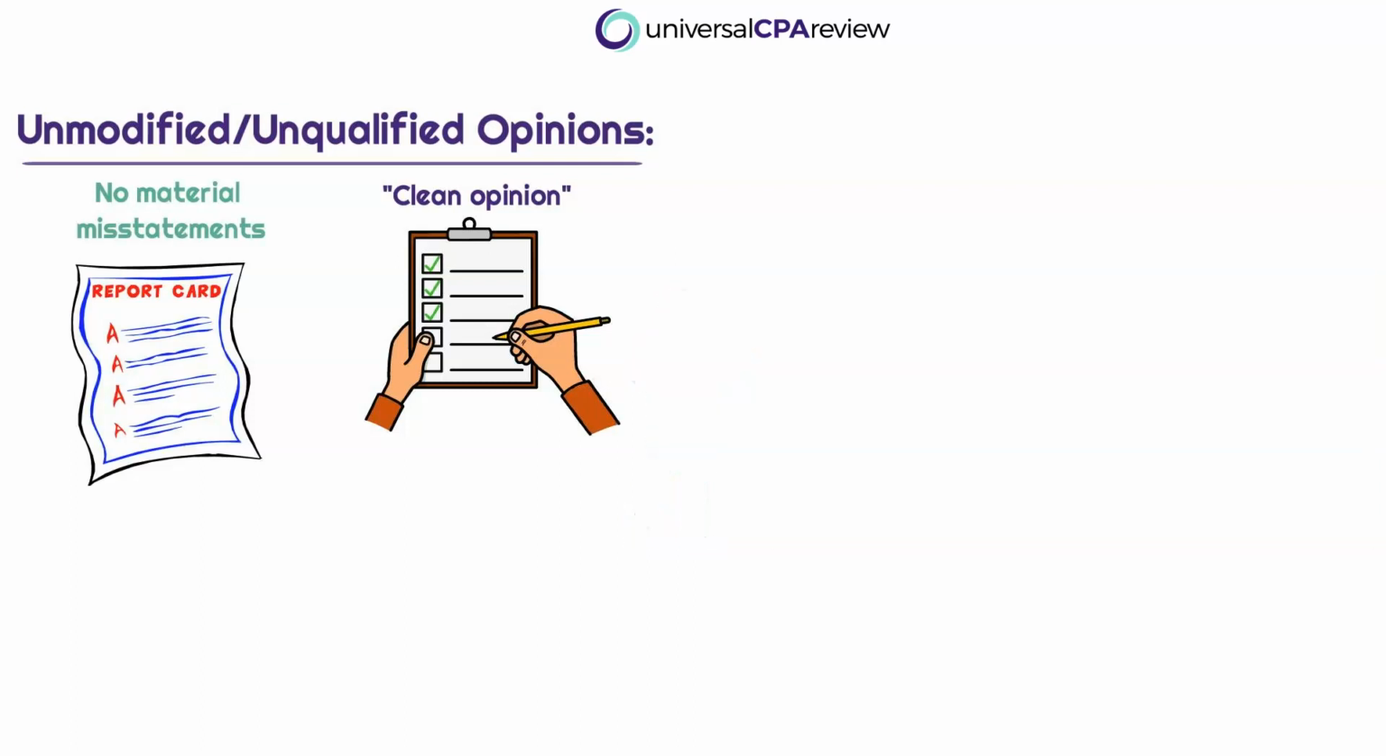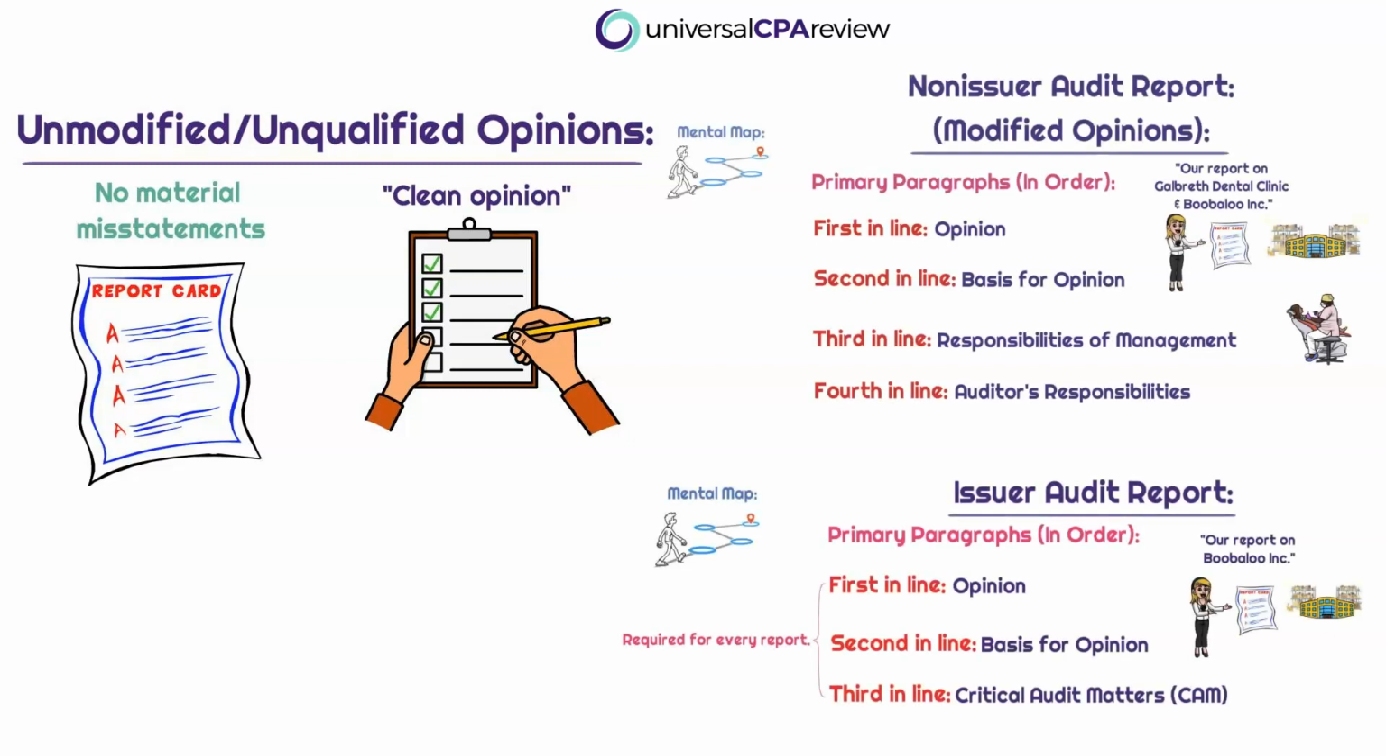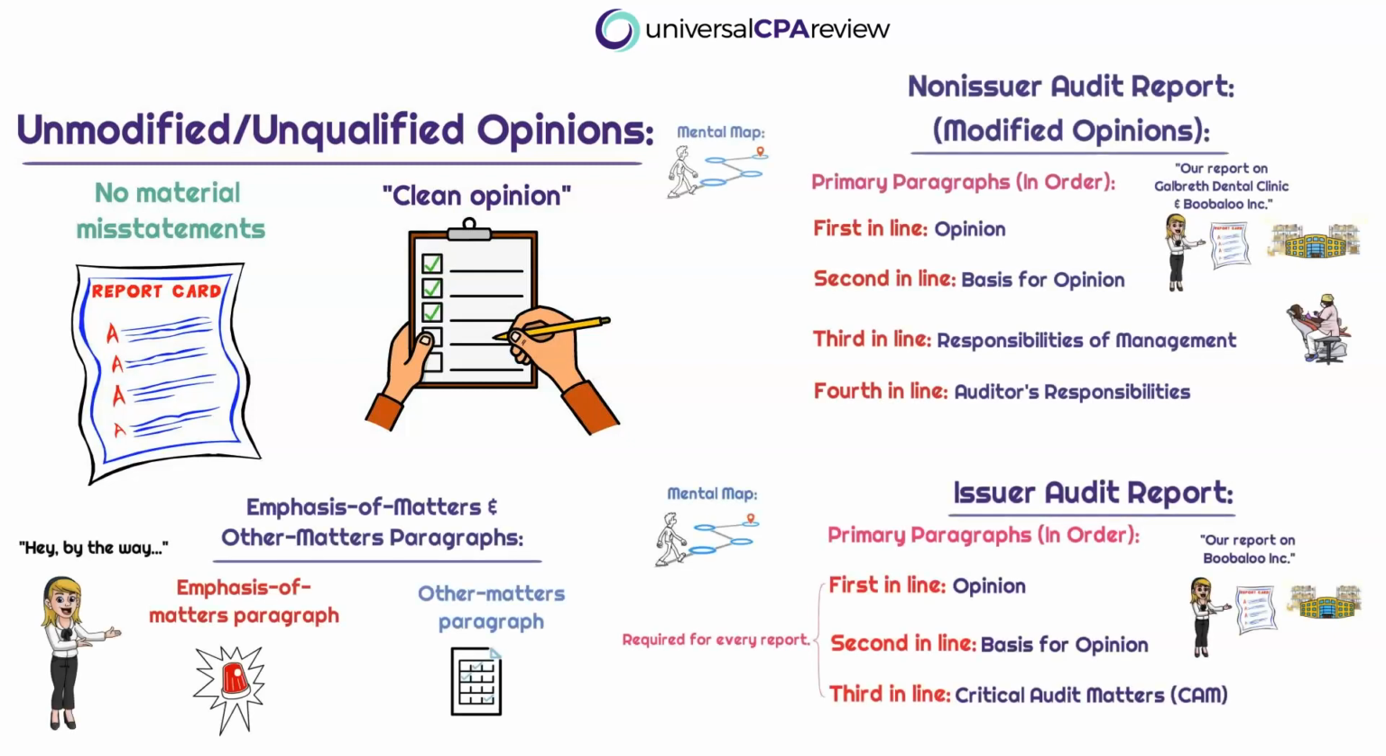So we broke out our unmodified opinions and unqualified opinions and the different reporting formats for each. Okay, so we talked about the order of the different paragraphs. We talked about those additional paragraphs that can be included, right? Our emphasis of matter or our other matter paragraphs. We discussed explanatory paragraphs if we're talking about the audit of an issuer. Okay, so again, that is if the financial statements have been determined by the auditor to be presented fairly in accordance with the applicable financial reporting framework.